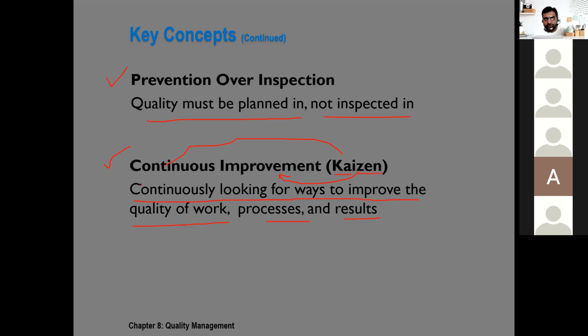It is about improvements that could be in small increments, but they should be continuous so that the quality of work, either on a project or even on daily operations, the processes and the results, they should keep on improving over the period of time. Small increments, but continuous increment. That is basically Kaizen approach.